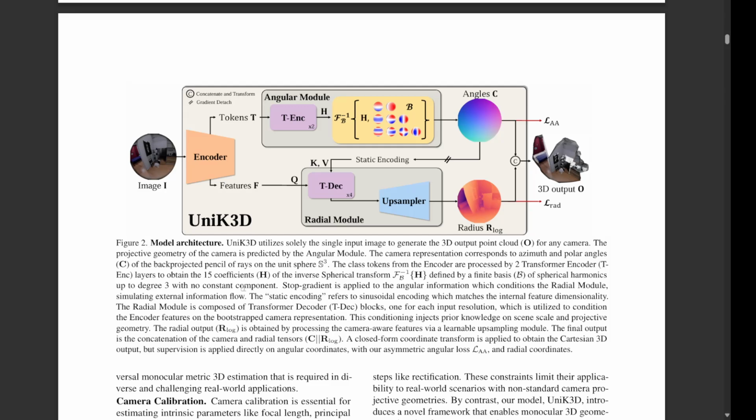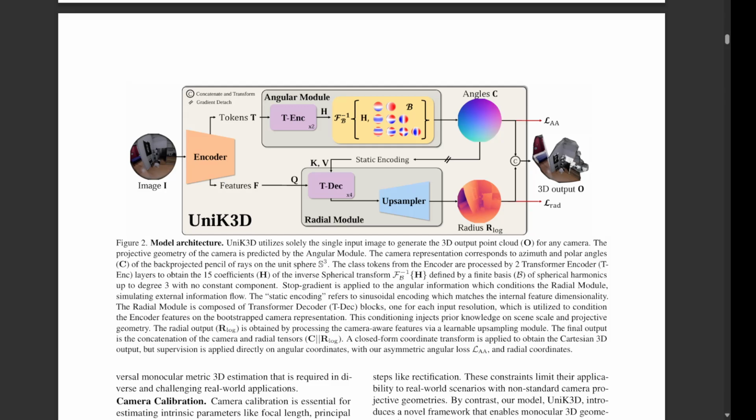Exactly. The network doesn't output a number for focal length. Instead, it outputs a small set of coefficients, numbers that say how much of each basic SH shape to use. The sources say just 15 coefficients for a third-degree basis. These coefficients effectively tune the overall pattern of rays. And that allows it to represent any camera. That's the power of it.